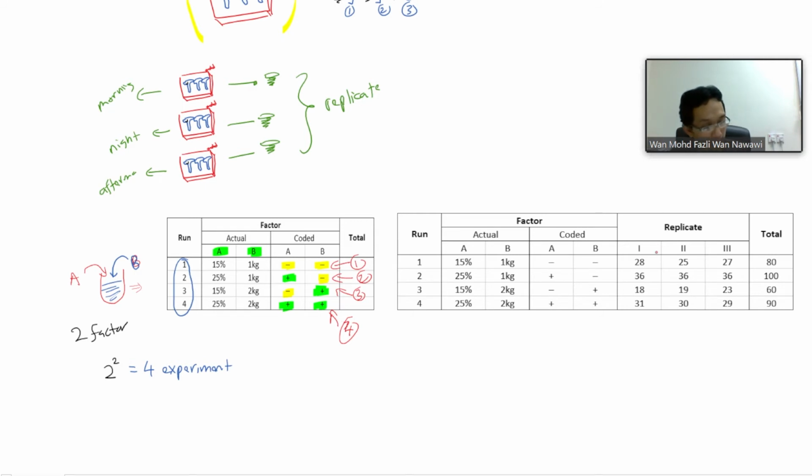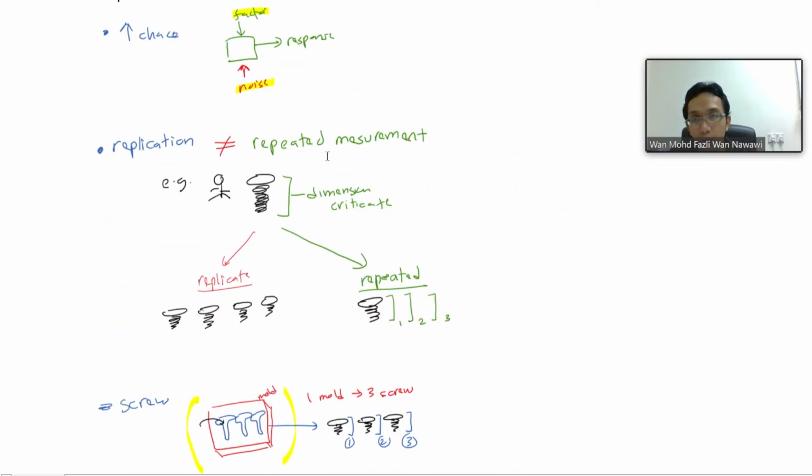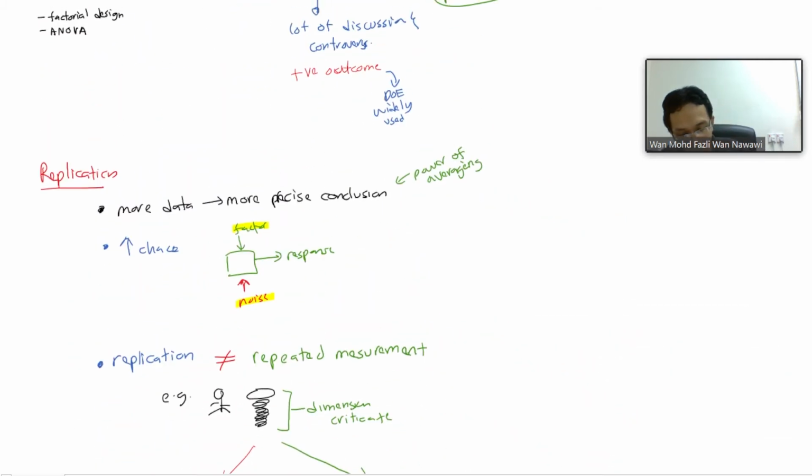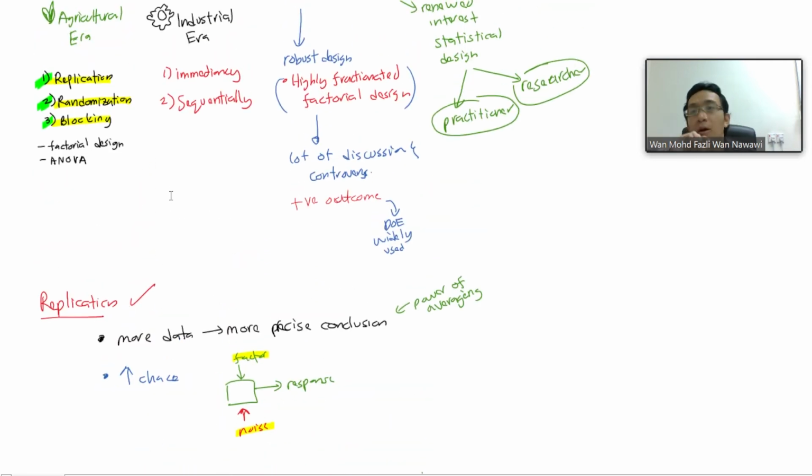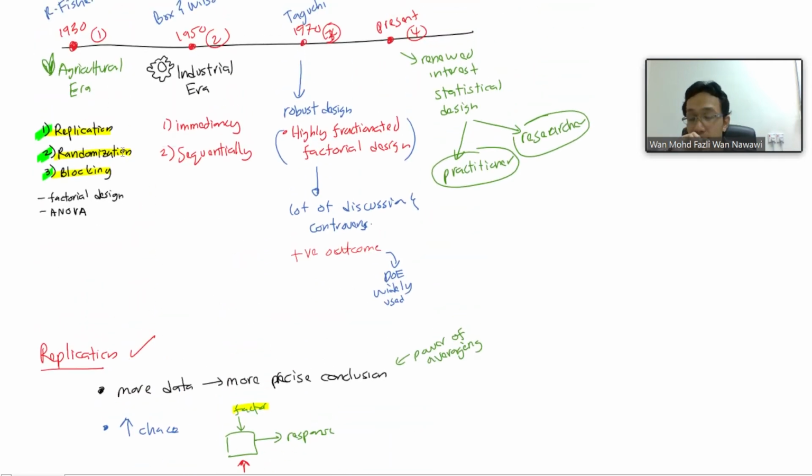How can you do it? By doing it 3 times and then finding the average. And how you do this replication is by the one that we showed before. You need to understand how to do replication, not to be confused with the repeated measurement. Next, after we learn about this, we are done with replication. So now let's look at the second principle of good design or experimental design.